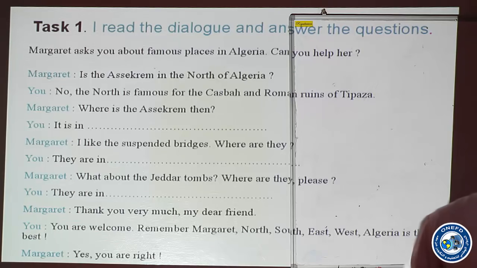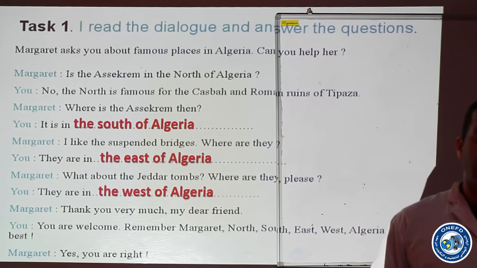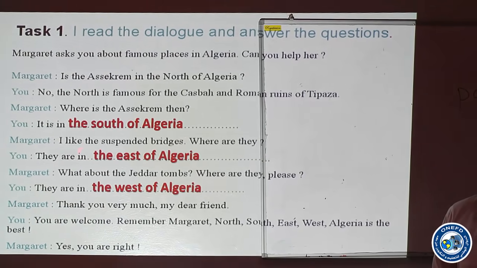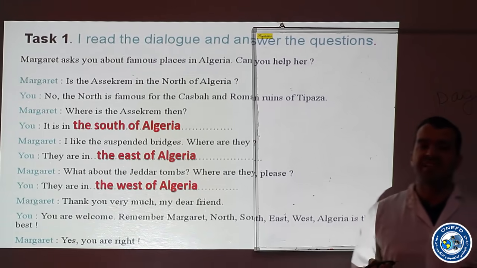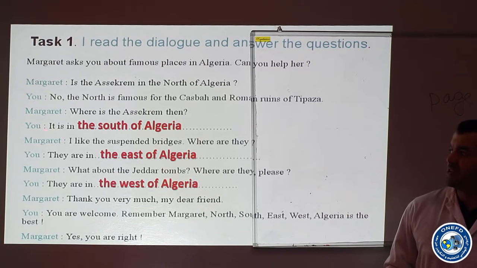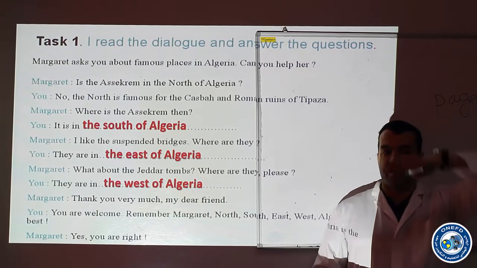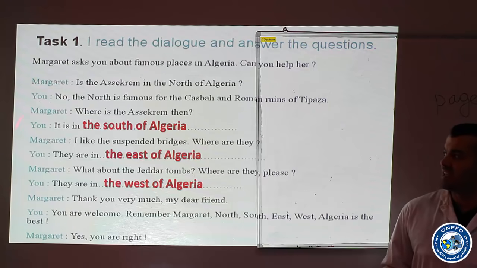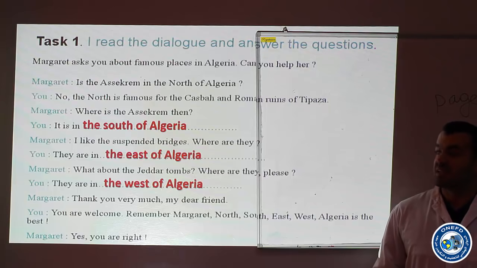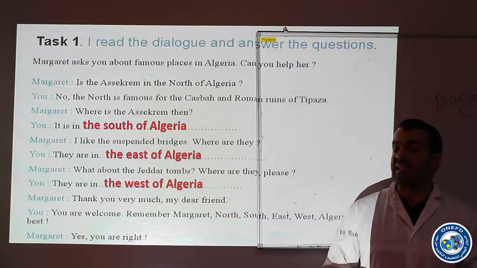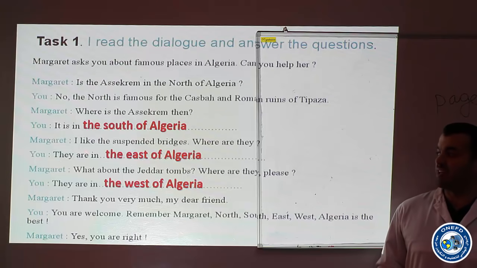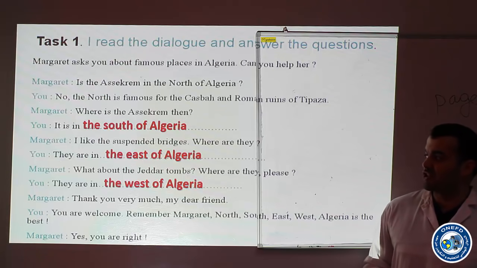Okay, let's correct together. Margaret, where is the Eskeram then? It is in the south of Algeria. The suspended bridges, where are they? They are in the east of Algeria. Very good. They are in the east of Algeria.